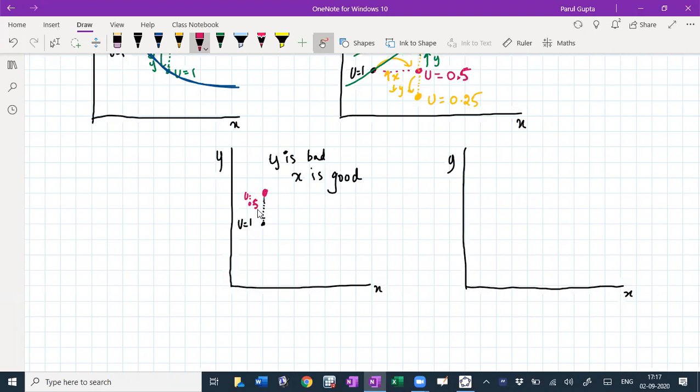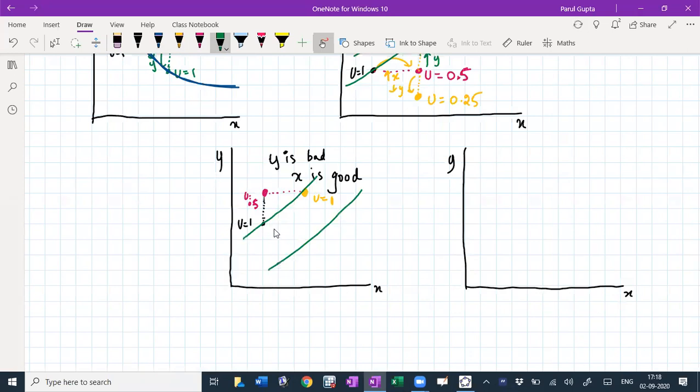Now, I have taken away some happiness from you, and I want to give back enough happiness so that you still have utility equal to 1. So should I move to the right or to the left? To the right, because I have made you unhappy by giving you more of the bad commodity, and now I am giving you additional happiness by giving you more of the good commodity. So I will move in this direction, and somewhere you will reach a point u equal to 1. In this case also you're going to get upward sloping indifference curves. Is that okay?